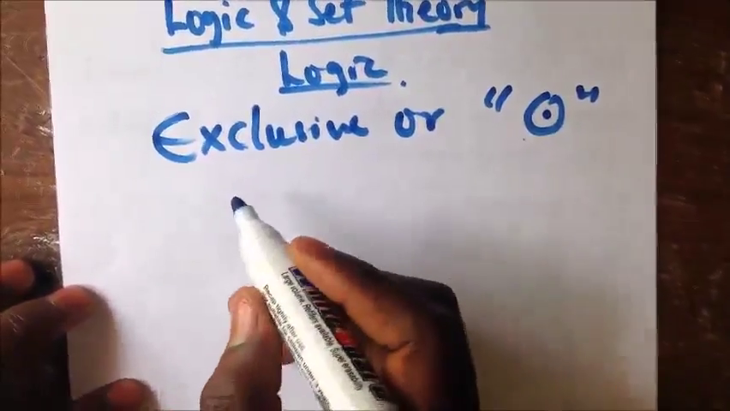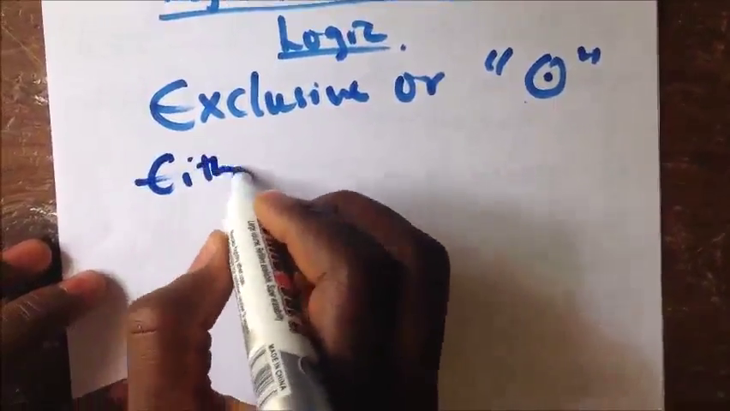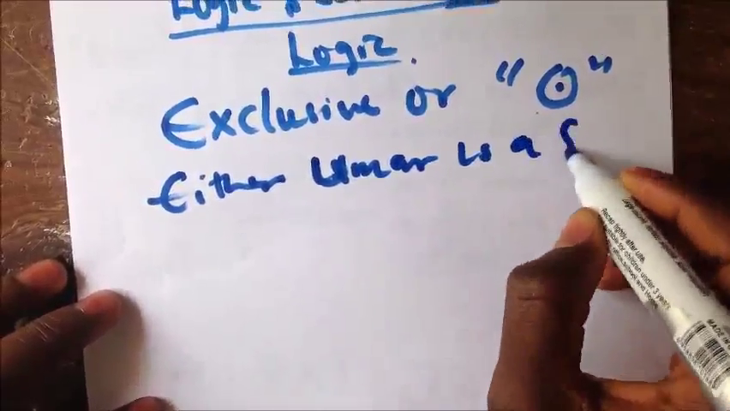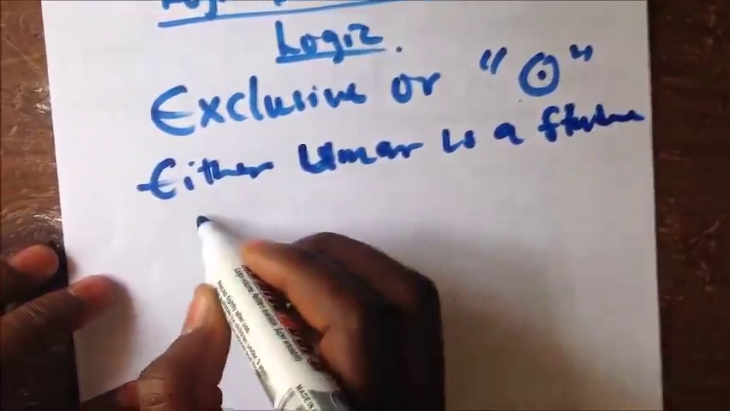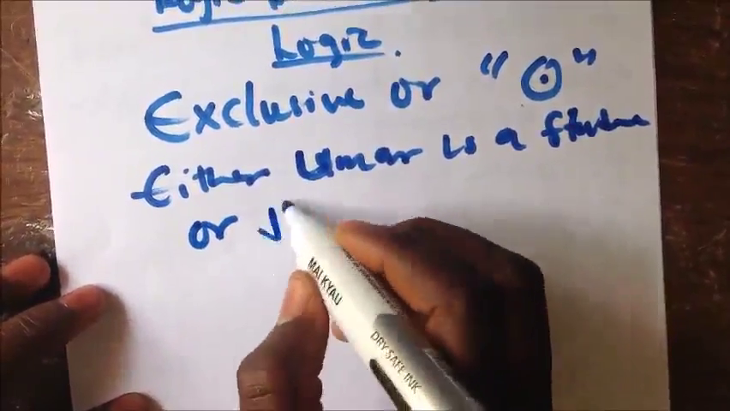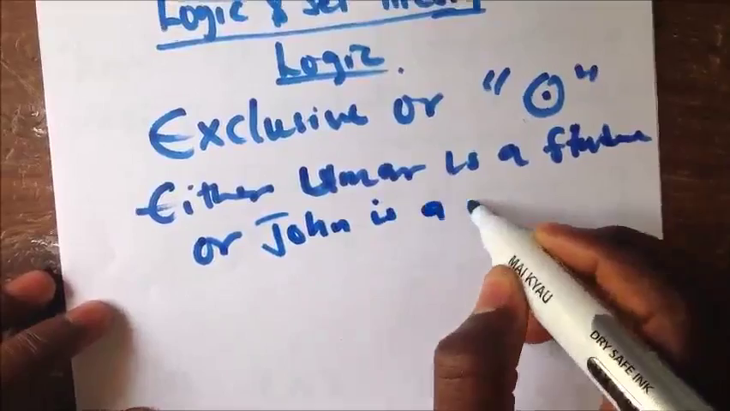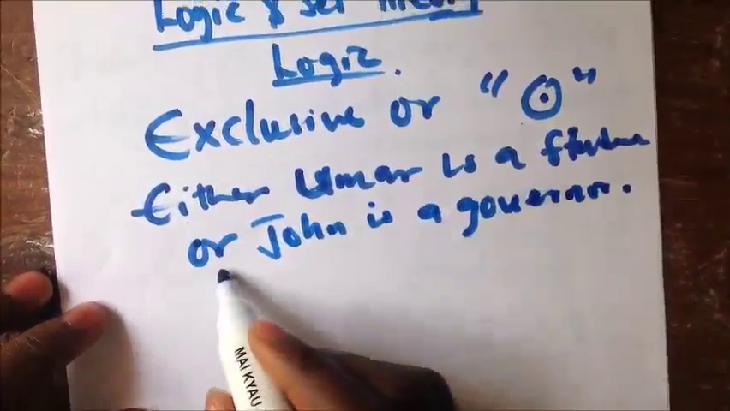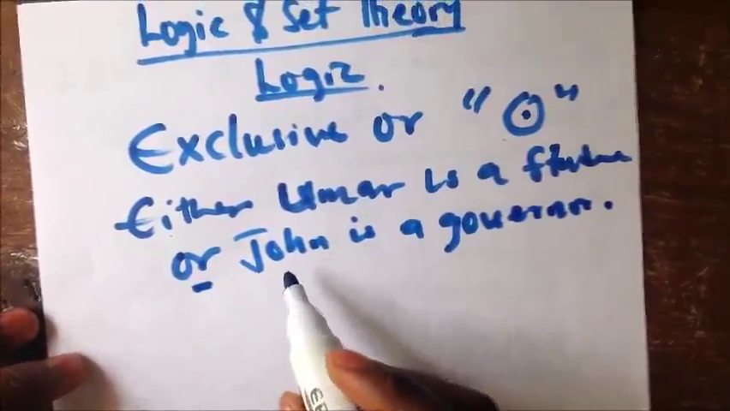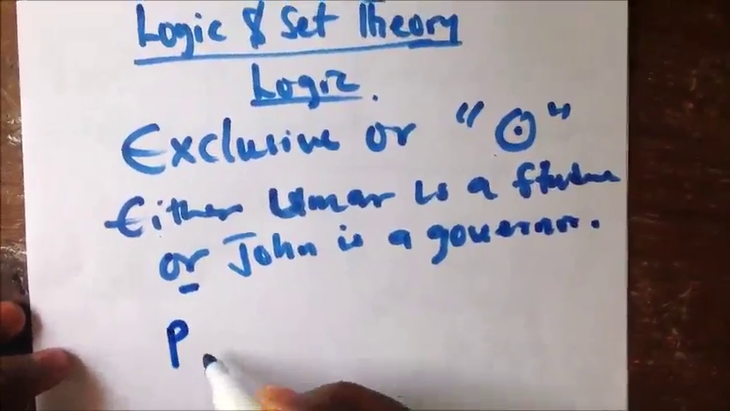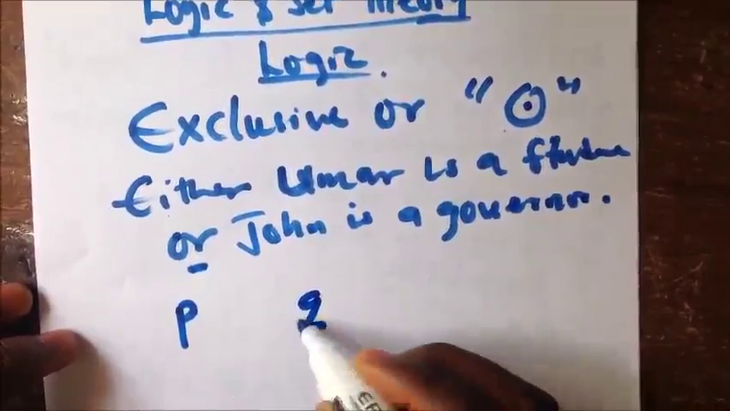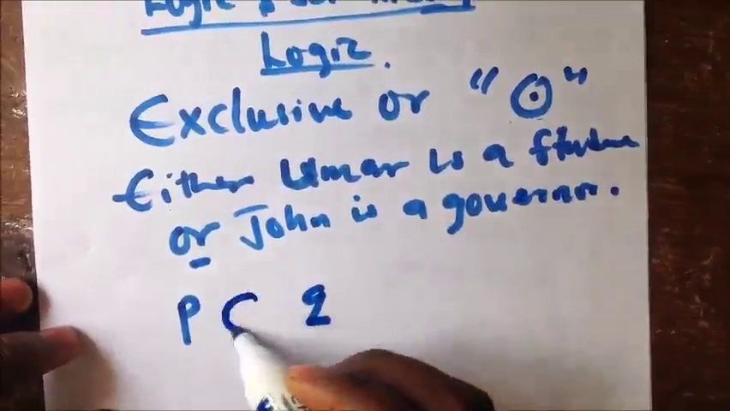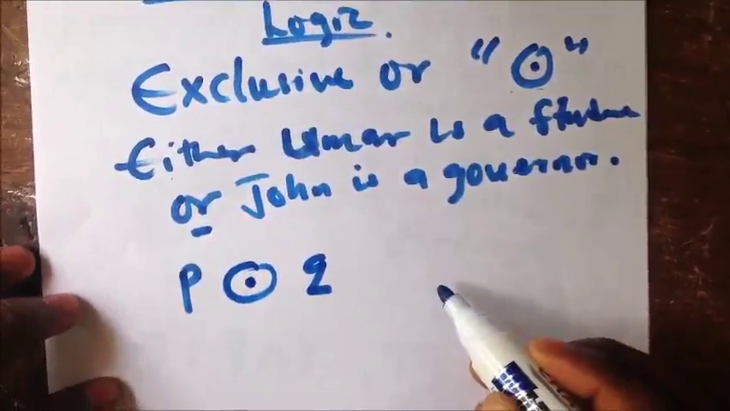Let's take an example. Let's say either Omar is a student or John is a governor. You see, we have either and or. Remember we let this be P and the other one be Q. Now what connects them in between? We have either or. It means exclusive or. Therefore we denote it by this symbol. This is what it means.